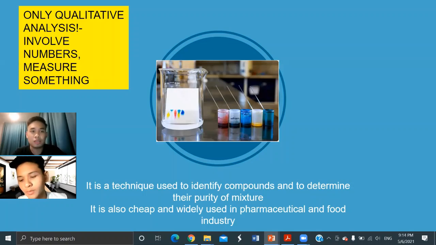In TLC, they only involve qualitative analysis, which is where the results will be in numbers, data, and measurement. There are two types, qualitative and quantitative, but in TLC, they only have qualitative analysis.